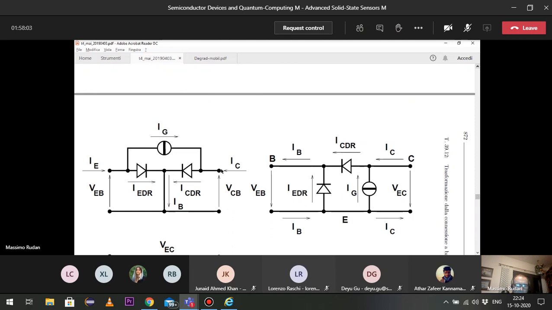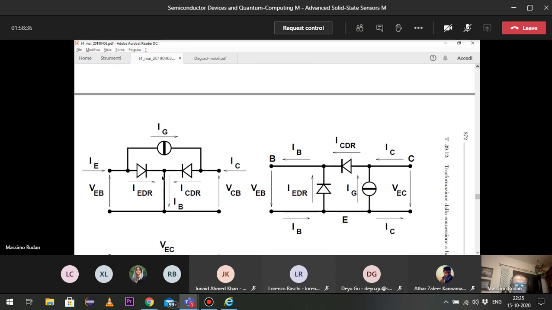IC has two parts in parallel. One part is ICDR that enters, and the other part is again IG, but IG comes from left to right, so IC is the difference. So this justifies the minus sign, okay? So this is simply the circuit of the bipolar transistor with only one generator.